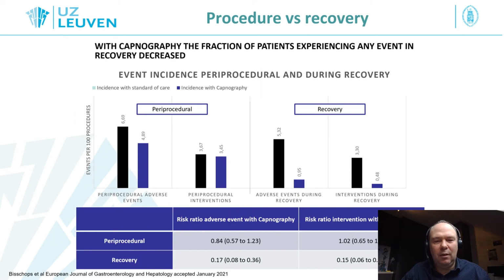And then interestingly, if we looked at what happened in the endoscopy room or the recovery, actually our perception of the problem was confirmed in that in the endoscopy room itself, not so much difference was noted between capnography and the baseline group. However, the difference was striking in the occurrence of adverse events in the recovery room. You can see here that there was a risk reduction to 0.17 for adverse events in the recovery room after capnography and to 0.15 for the risk of interventions.